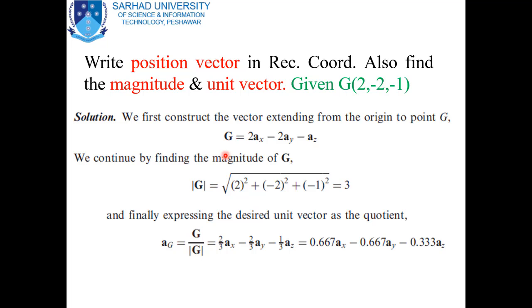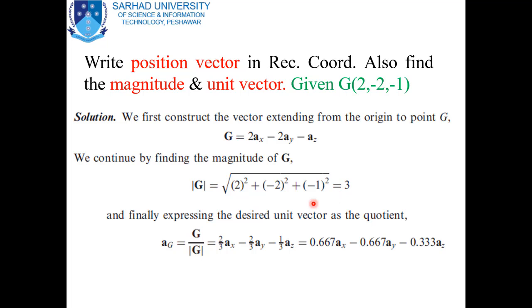So our position vector will be 2ax - 2ay - az, and we can find the magnitude of vector g by taking the squares of the coefficients of ax, ay, and az, which are 2 squared plus (-2) squared plus (-1) squared, and we will take the square root, and our answer will be equal to 3.